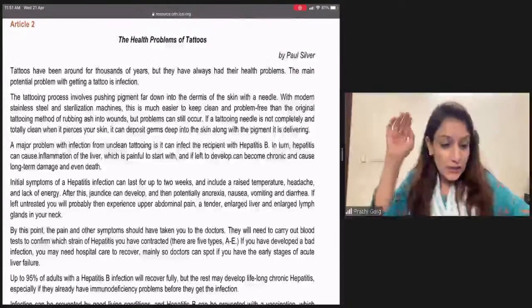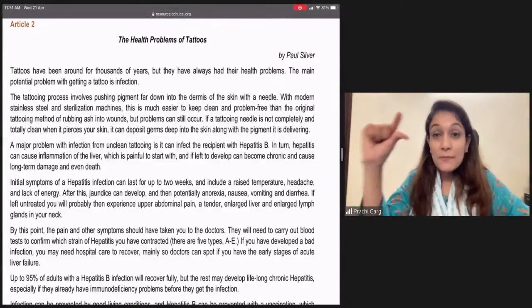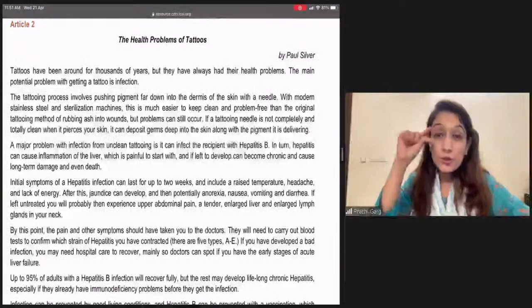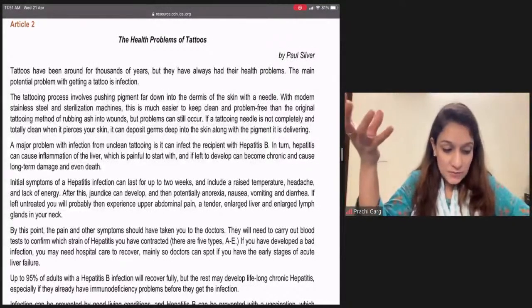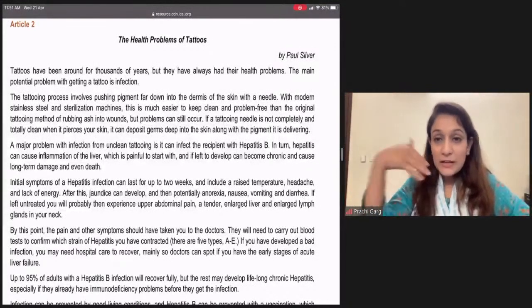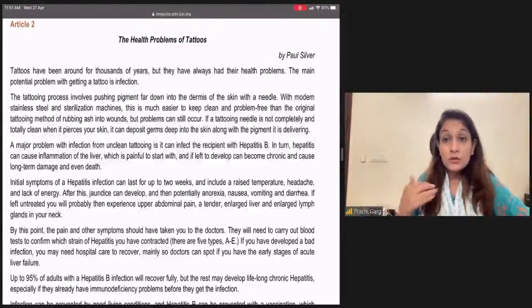Okay, then the next thing comes: major problem. So basically you talk about what the major problem is and what you are going to talk about. Then you will talk about the initial symptoms of hepatitis infection. If I'm writing an article, I will give this information also, that if you get hepatitis, what all things you might feel, right?